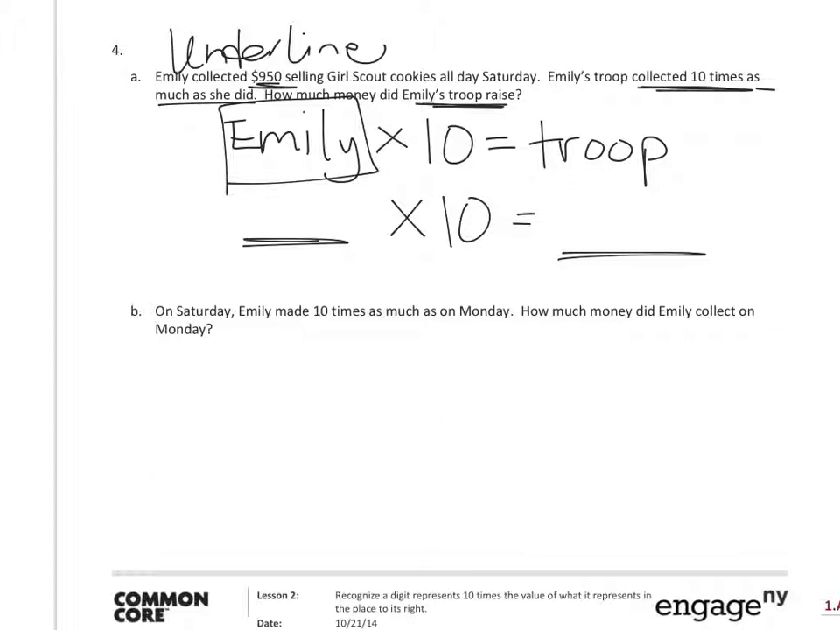Okay? And then it says on Saturday, Emily made 10 times as much on Monday. So again, using what she made up here, thinking about 10 times as much for her Monday collection, and then figuring that out.